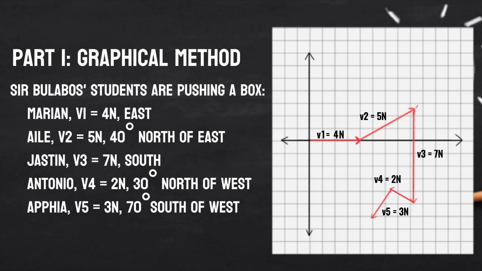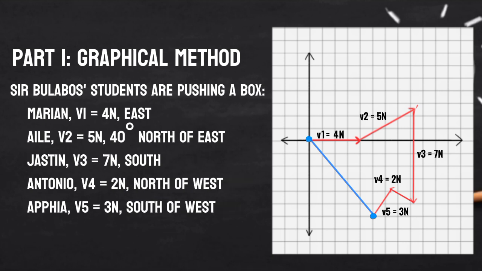From here, we just have to connect the tail of the first vector and the head of the last vector, then measure it. I saw this one on a real paper where 1 newton is equal to 1 cm, and that's why I get 7.6 newtons. Also, I measured the angle and I get 47.9 degrees.